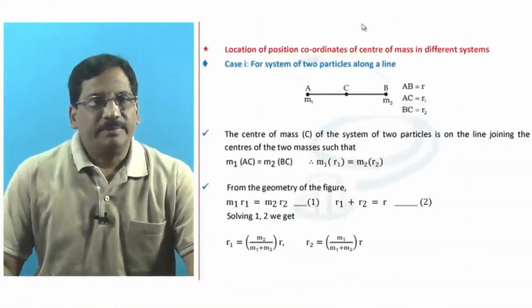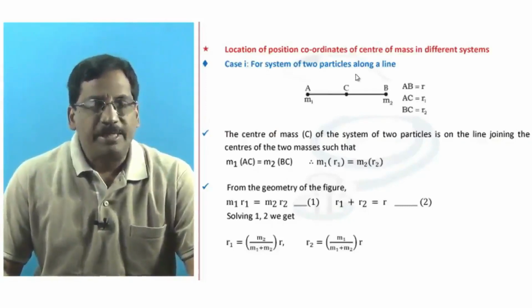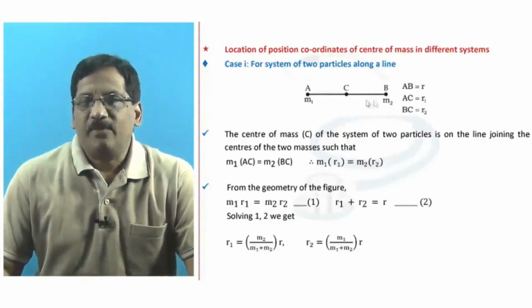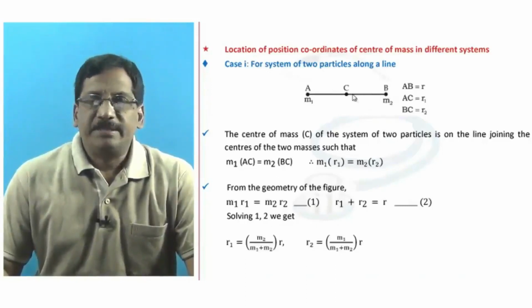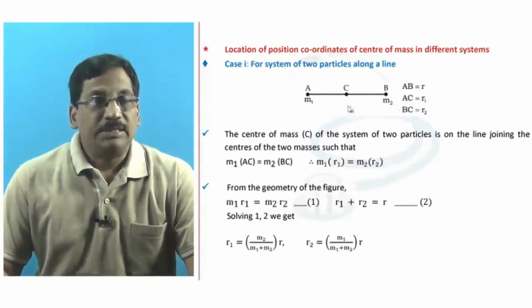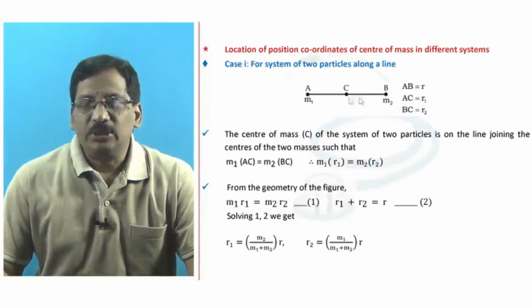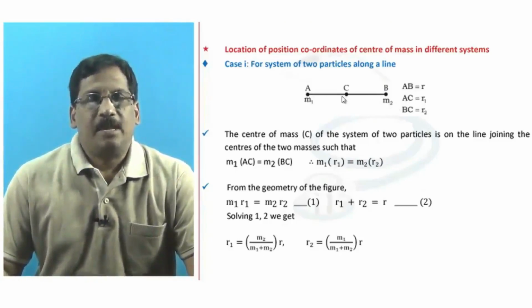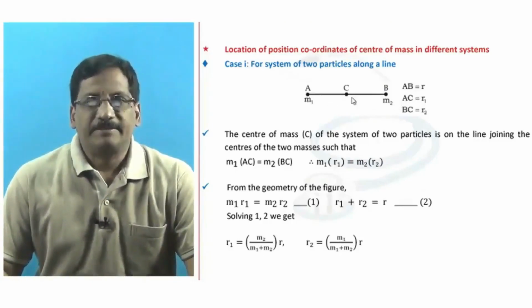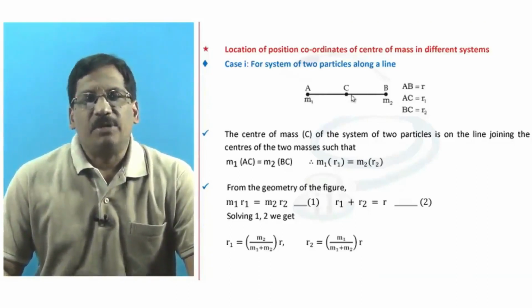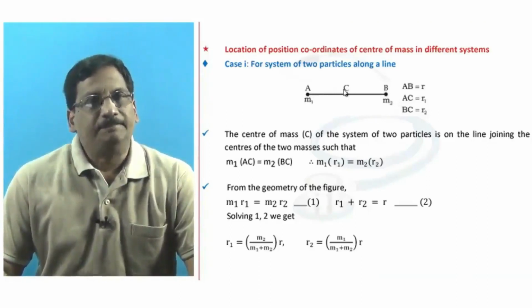Now case 1 is for a system of two particles along a line. Here two particles of masses m1 and m2 are placed at positions A and B, and say these two are separated by a distance r. Now the center of mass of the system of these two particles is at a position C on the line joining the two particles, such that m1 into AC is equal to m2 into BC.